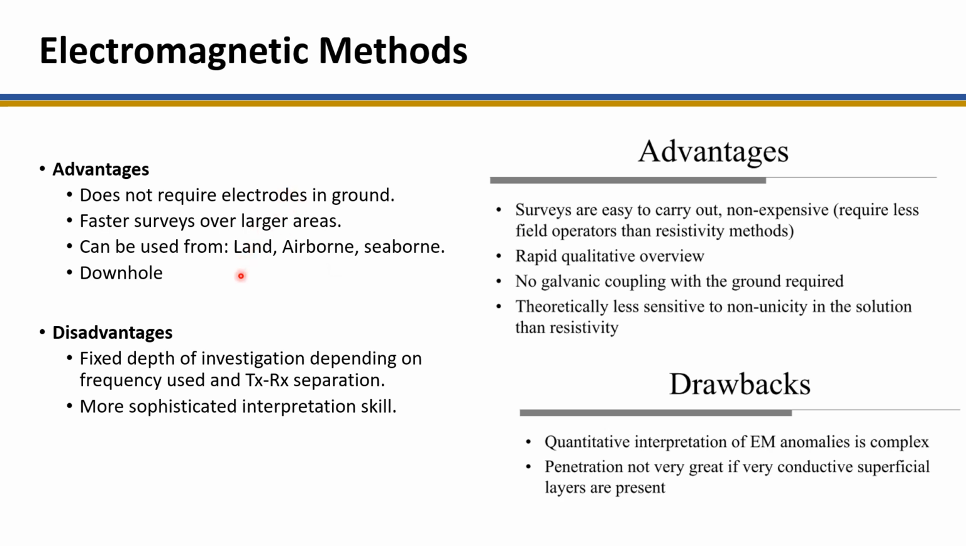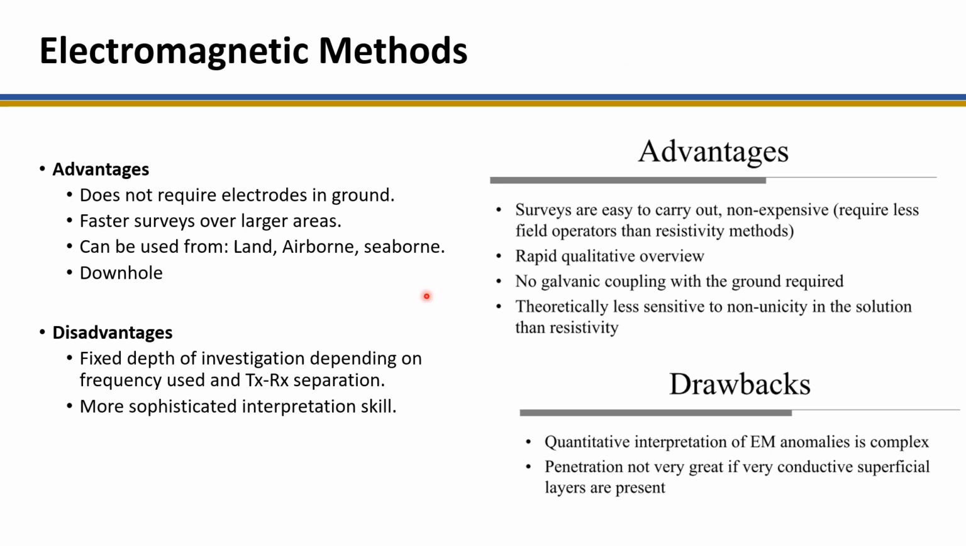And thirdly, it can practically be applied on land, airborne, and seaborne, so it is very practical in every situation. And it is a downhole measurement with horizontal layout on the surface. And number five, the survey is also considered cheaper compared to resistivity and seismic methods. It depends on the size again, because we deal with the size, the time, and also the safety issue.